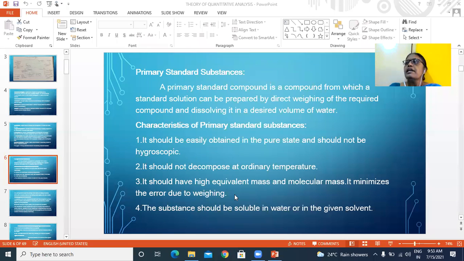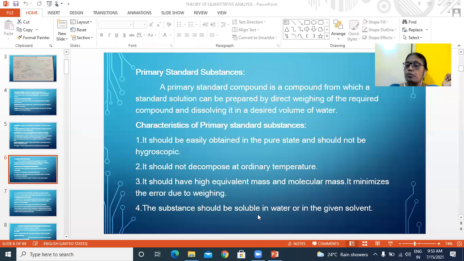So in general, if a primary standard substance has a very high molecular mass, molecular weight or equivalent mass, then when we weigh the substance to find out its concentration, the errors in weighing are minimized as much as possible, because the weight is very high. So in general, we use a substance whose molecular mass or equivalent mass is very high as a primary standard substance. That is another important property for a primary standard substance.